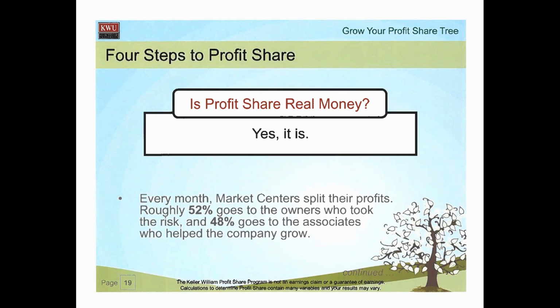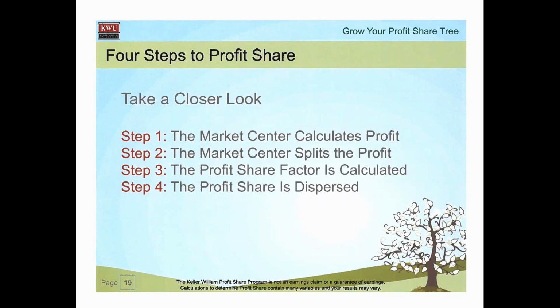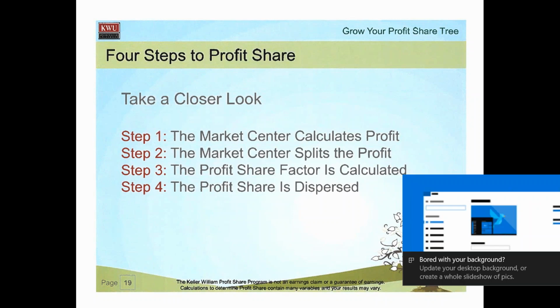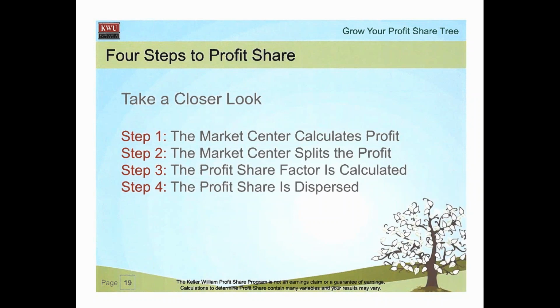So again, 52% goes to the owners, 48% goes to the agents who help the company grow. Every month, as part of the month-end process, and this is a very rigid month-end process, we have to have our financials done by the end of the second business day. There's 800 market centers, so they watch very closely to make sure that everybody's transmitted on time, because every day that goes by impacts the ability to get the money into people's banks on time.